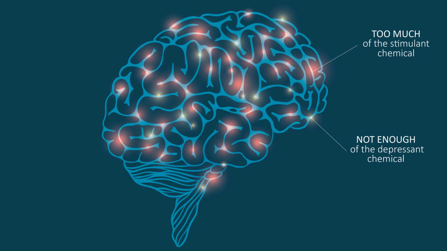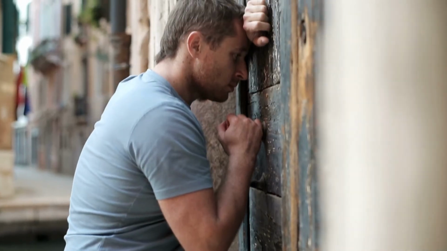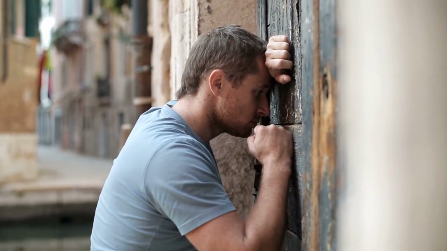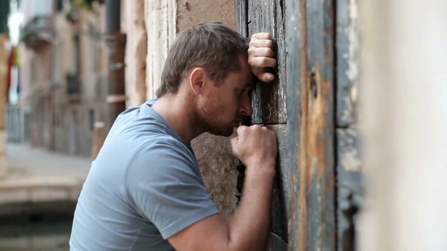This happens because the brain suddenly has too much of its stimulant chemical and not enough of its own depressant chemical. This throws the brain and body into a state of hyperactivity. People become anxious, sweaty, they have tremors, their vital signs increase, and they can even have seizures. Death can result from untreated alcohol withdrawal.